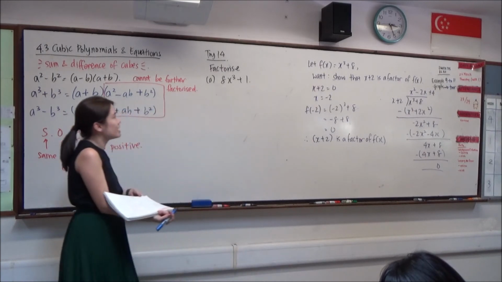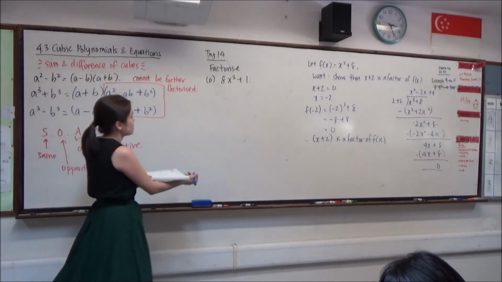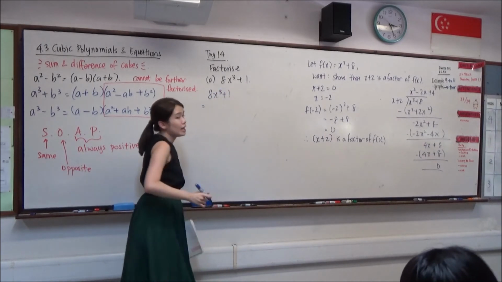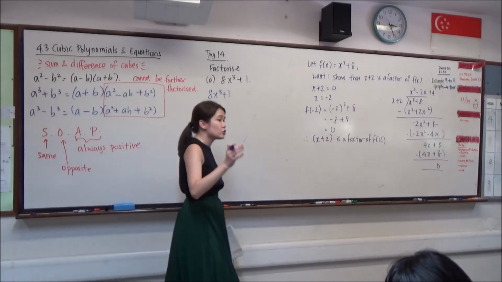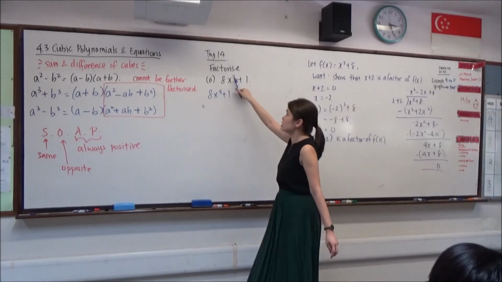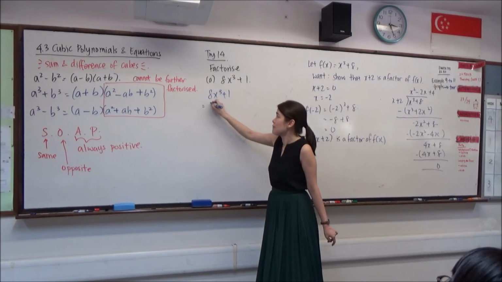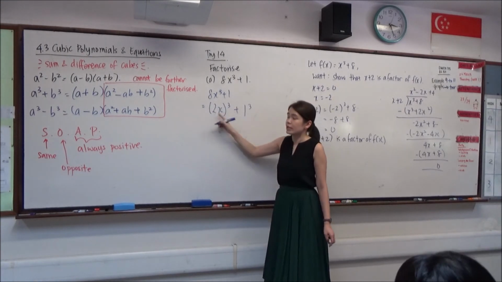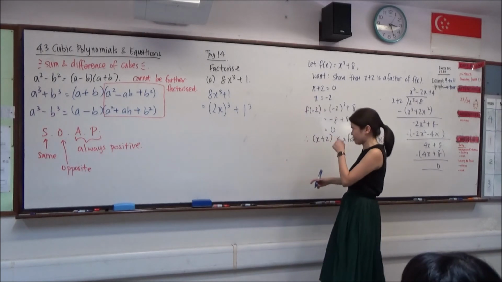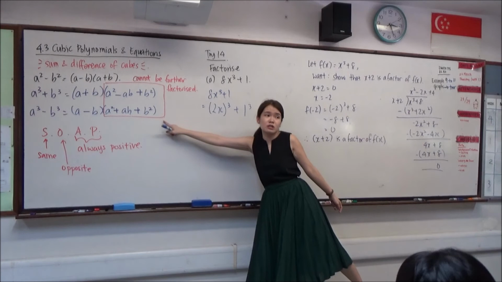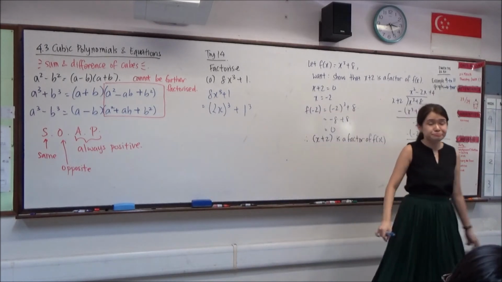I want to factorize 8x cubed plus 1. Be able to notice what are the things that are being cubed. So this power 3 is only belonging to x. I must ensure that it is the entire thing that is being cubed, before I can actually do my formula.